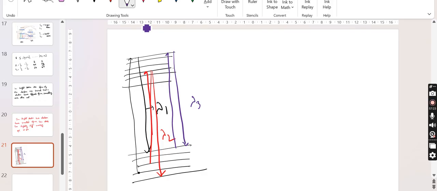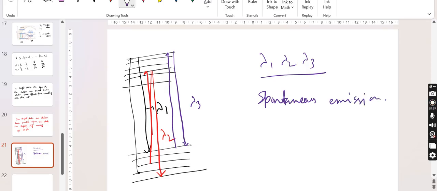As they are very closely spaced, this energy gap gives you lambda 1, this energy gap gives you lambda 2, and this is lambda 3. Lambda 1, lambda 2, lambda 3 are also close to each other. I'm talking about spontaneous emission at first, noise emission. So after spontaneous emission, we are getting lambda 1, lambda 2, lambda 3, lambda 4, lambda 5, and so on and so forth.